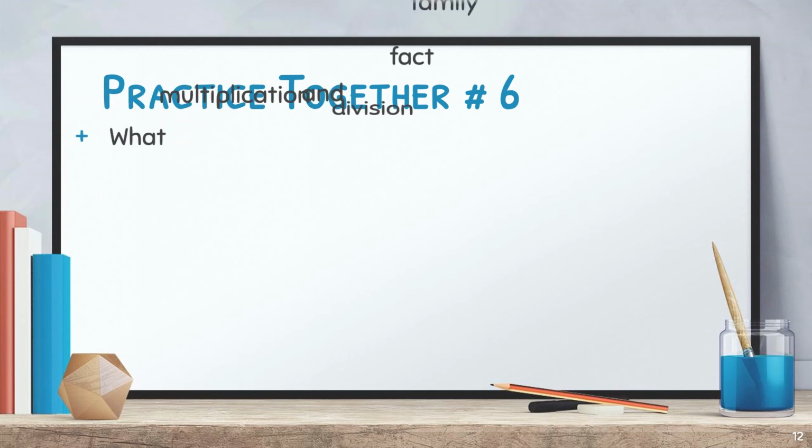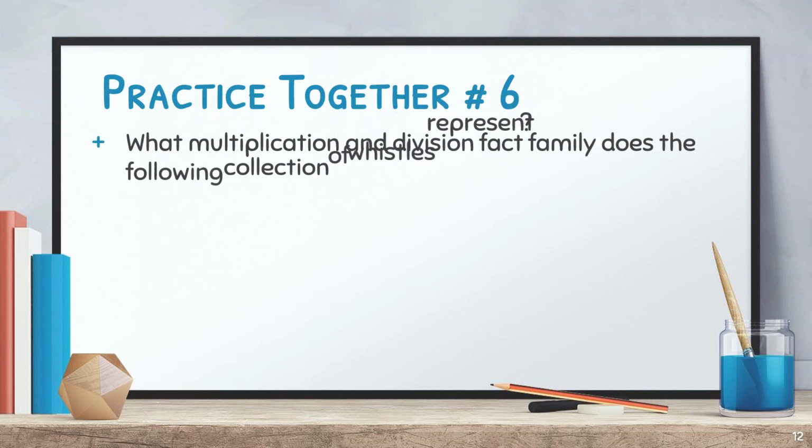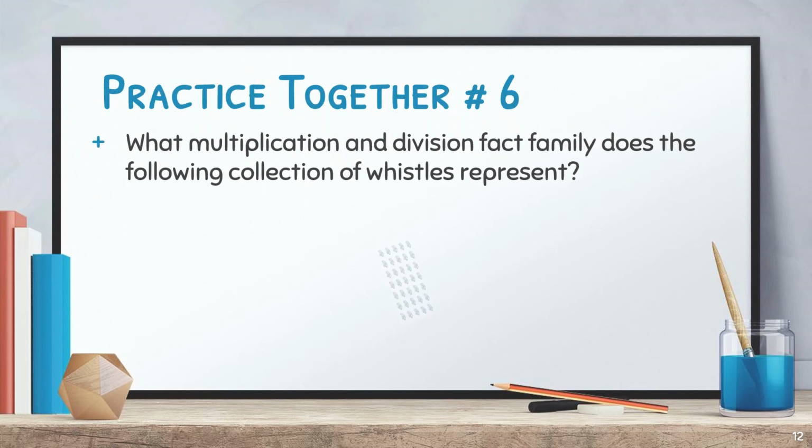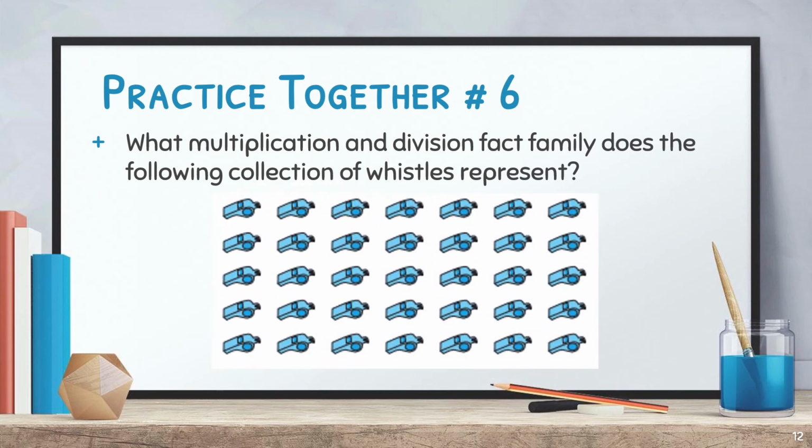All right, here's our last practice problem for this lesson. We are going to answer this question. What multiplication and division fact family does the following collection of whistles represent? Okay, well, just like we have before, let's go ahead and count the number of rows. 1, 2, 3, 4, 5 rows of whistles. And how many whistles are in each row? 1, 2, 3, 4, 5, 6, 7. 5 rows of whistles and 7 whistles in each row.